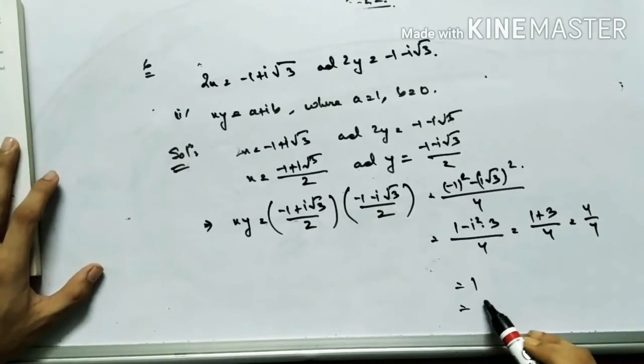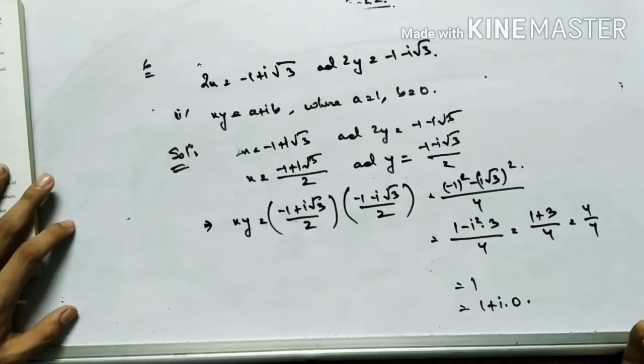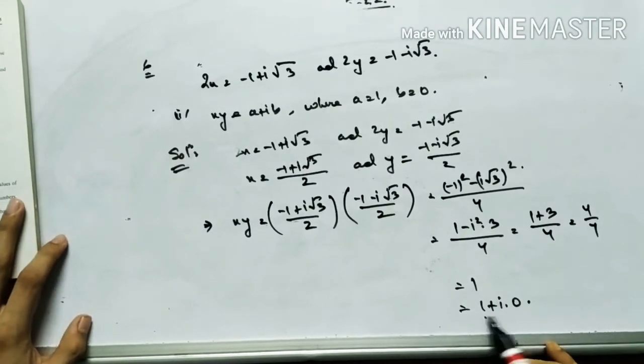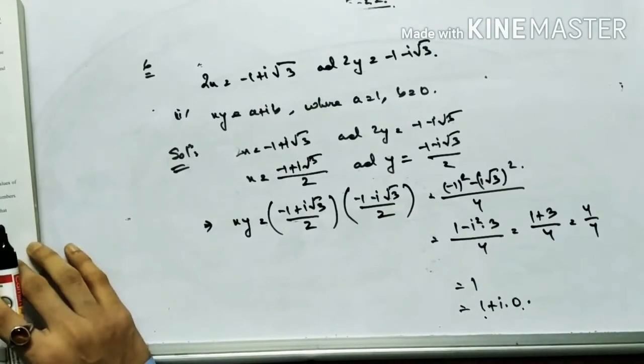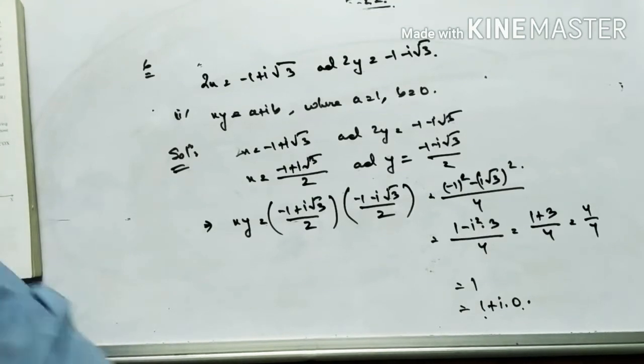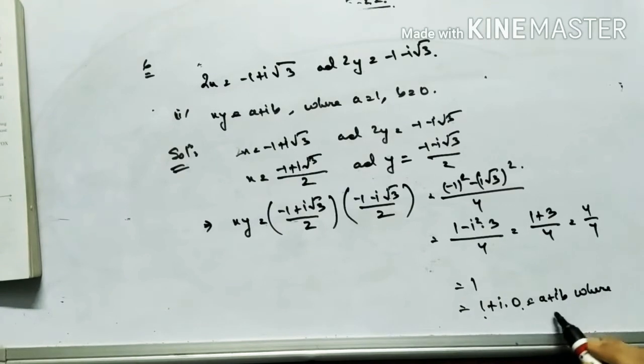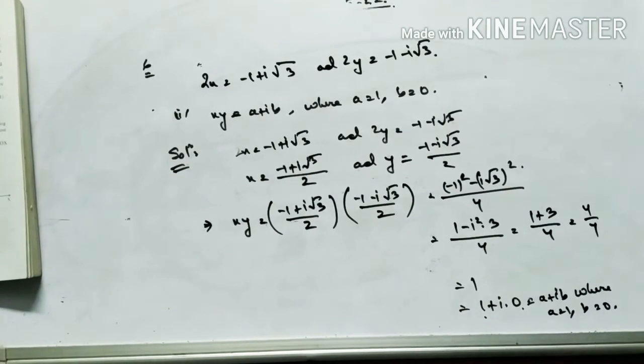So this is equal to 1 plus i dot 0, which is in the form of a plus ib, where a is equal to 1 and b is equal to 0. Understand?